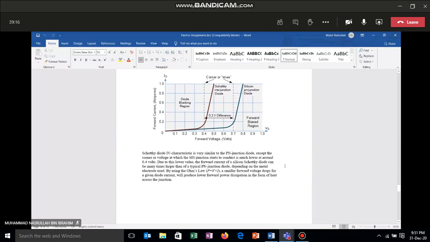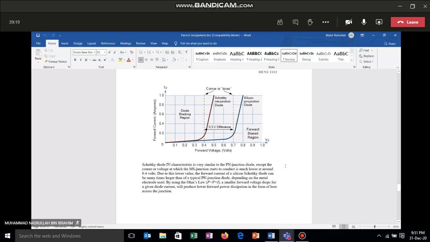As you see in the picture, Schottky diode characteristic is very similar to PN junction diode, except the corner or voltage at which the MS junction starts to conduct is much lower at around 0.4 volt. Due to this lower value, the forward current of a silicon Schottky diode can be many times larger than that of a typical PN junction diode, depending on the metal electrode used.